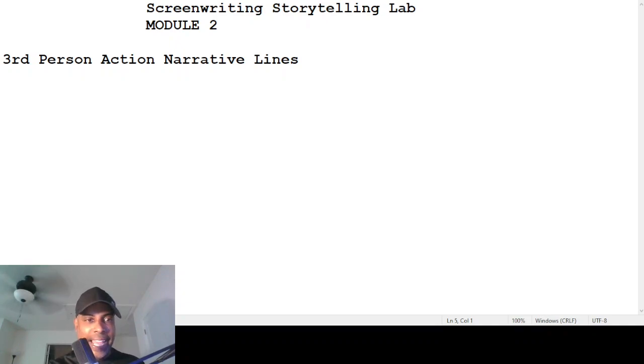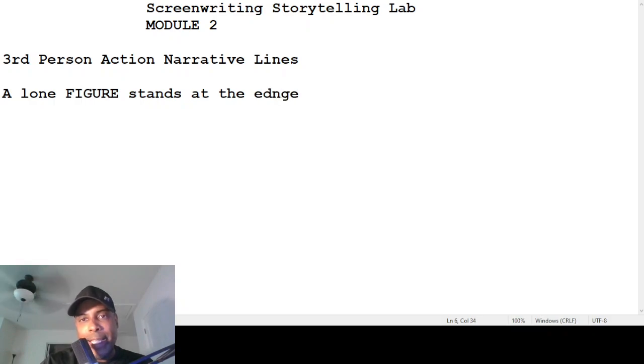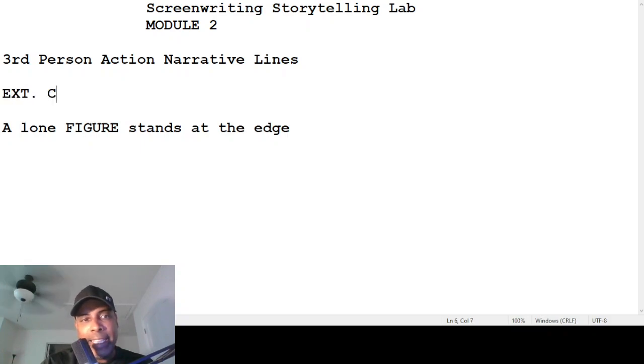So let's pull an example. Okay. So let's say we're introduced to a character. So I'm just going to write some third person action narrative line here. Figure, which means we're introduced to the figure. So a lone figure stands at the edge. Okay. Let's go ahead and give a scene heading. This is just an example, right? These are notes, sorry. Coastal cliffs, sunset.